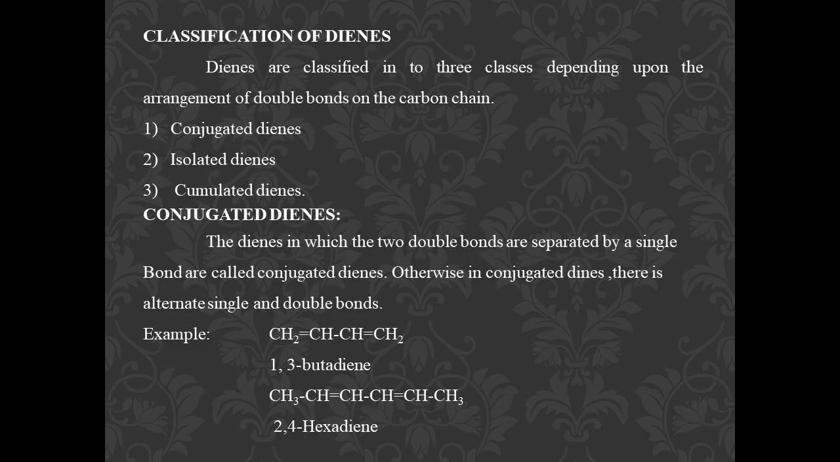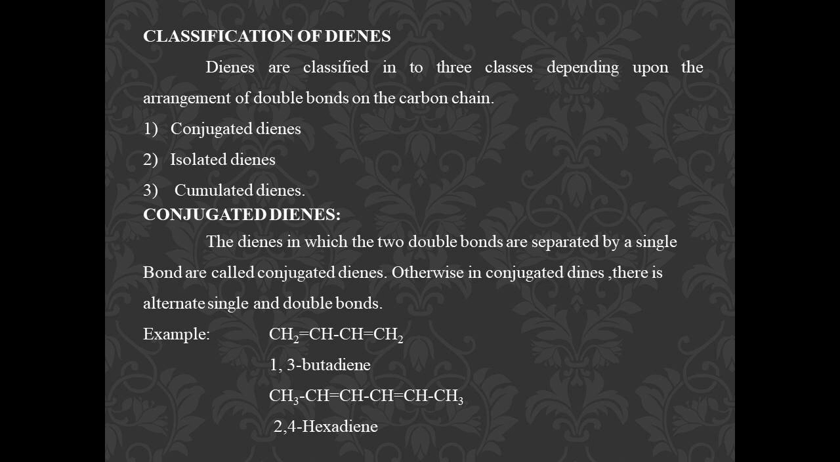Classification of the dienes. Dienes are classified into three classes depending upon the arrangements of the double bonds on the carbon chain. That means different arrangements of the double bonds on the carbon chain give a classification of three types. First one is conjugated dienes, then isolated dienes, and cumulative dienes. First one, conjugated dienes. What are conjugated dienes?